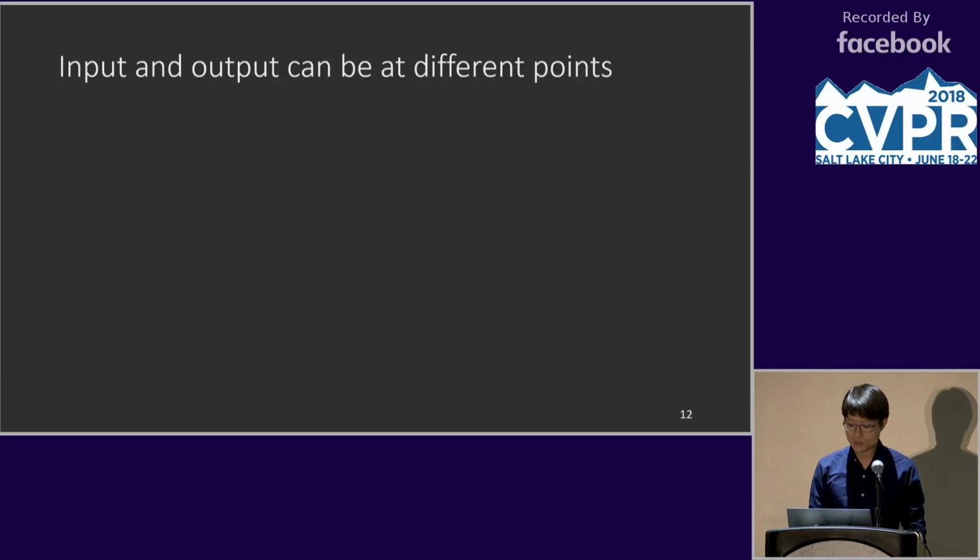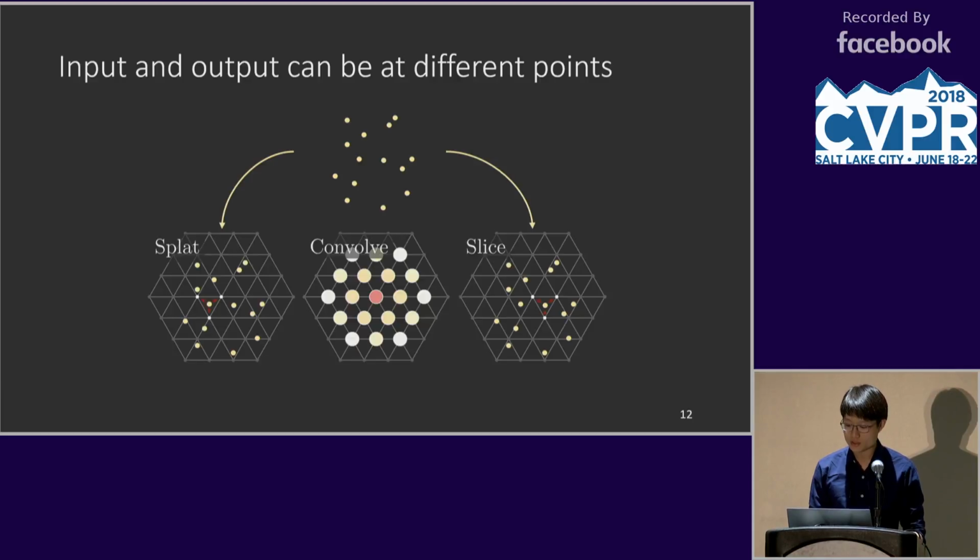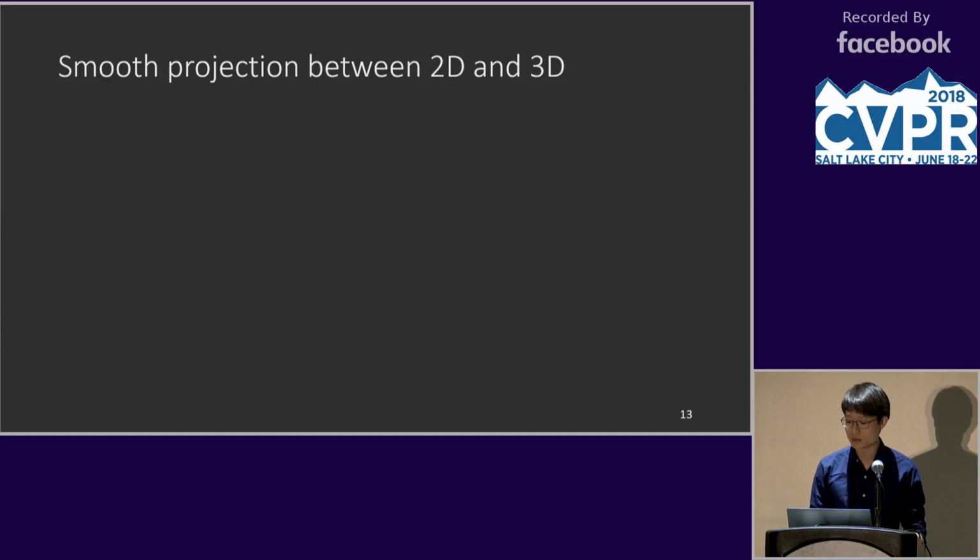Another useful property of BCL is that input and output can be at different point locations. In earlier examples, the information was filtered back onto the original point locations in the slicing step. However, we can instead slice at a different set of locations, here depicted as the green dot. We make use of this capability to seamlessly integrate 2D and 3D information in our network.